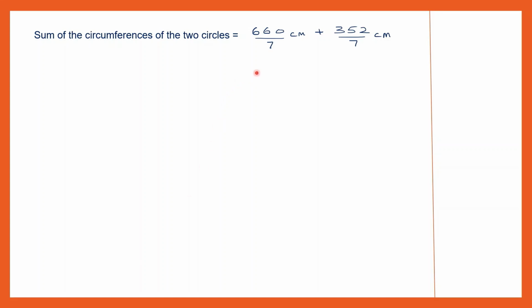Now, if you look carefully, these are like fractions because they have the same denominator. So to add such fractions, you simply have to add the numerators. So let's add up 660 and 352. So 0 plus 2 is 2, 6 plus 5 is 11, carry 1, 6 plus 1 is 7, plus 3 is 10. So we have 1012. So the sum of the circumferences of the two circles is 1012 by 7 centimeters.